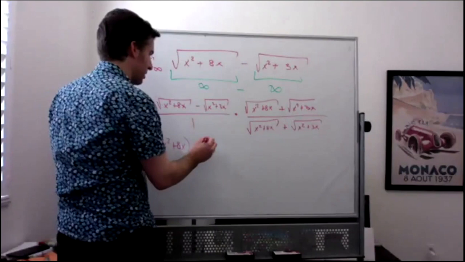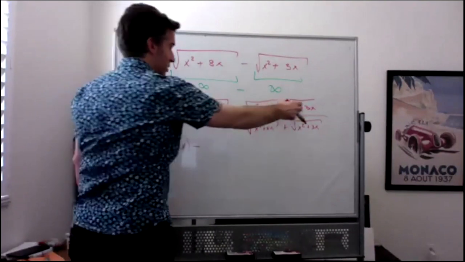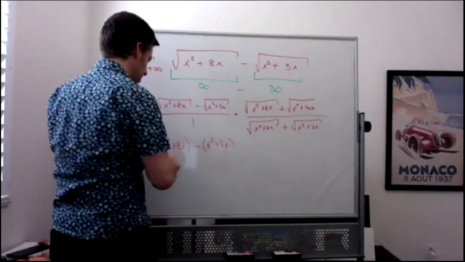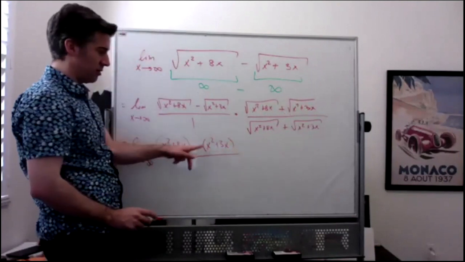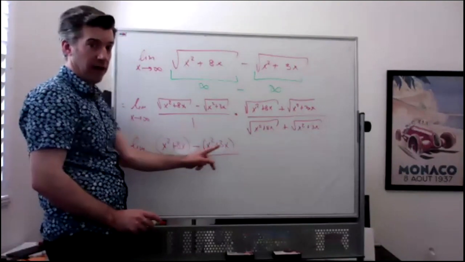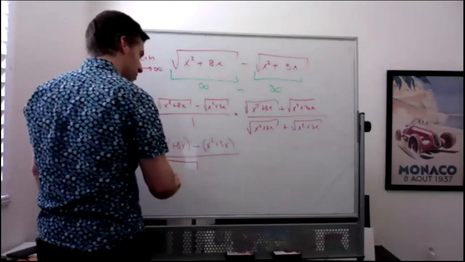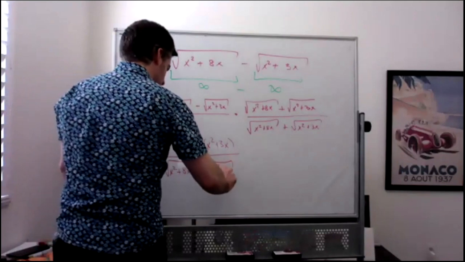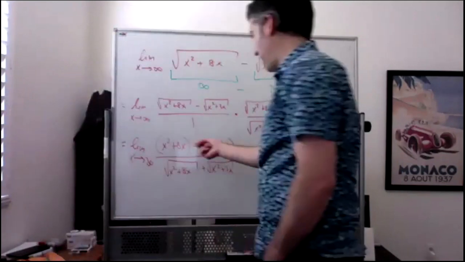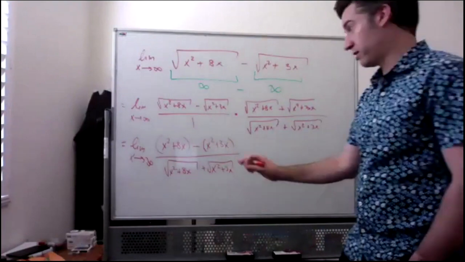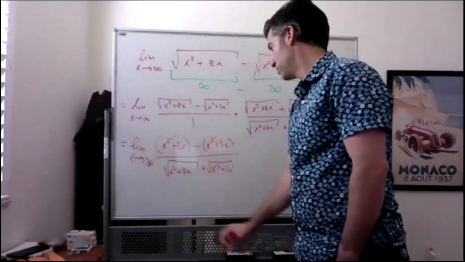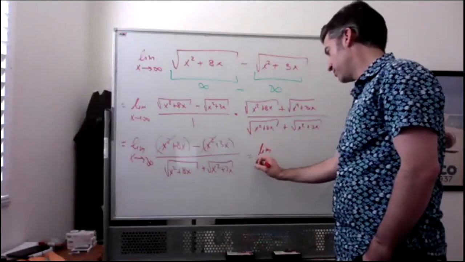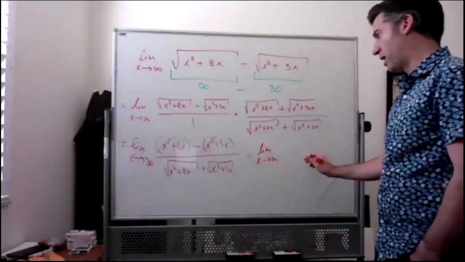And then you get minus the square root of x squared plus 3x times the square root of x squared plus 3x, which is x squared plus 3x. And it is super important that you distribute, right, that it's minus all of that. And the bottom is just this. Okay, simplifying the top is just going to be 5x. Right, the x squareds cancel, 8x minus 3x is 5x.